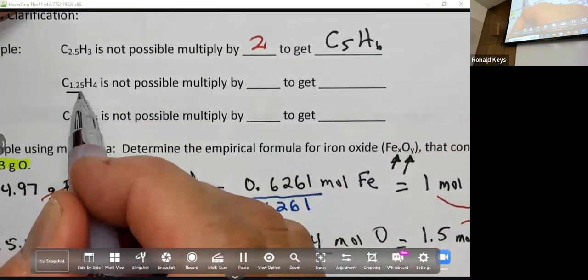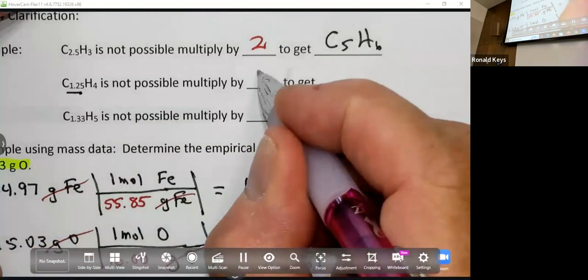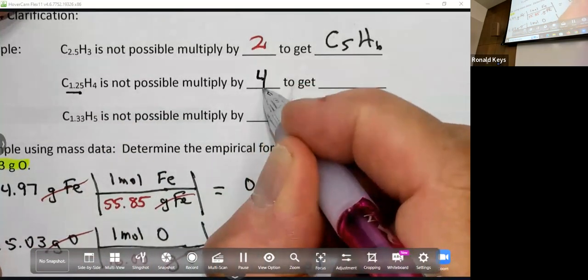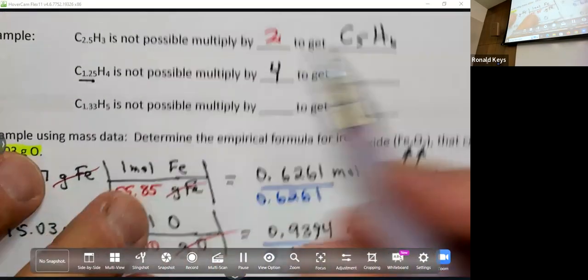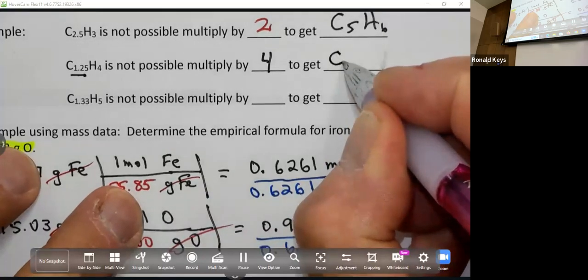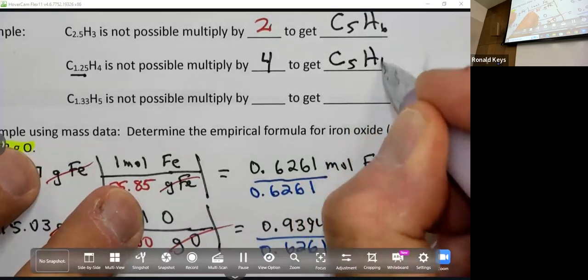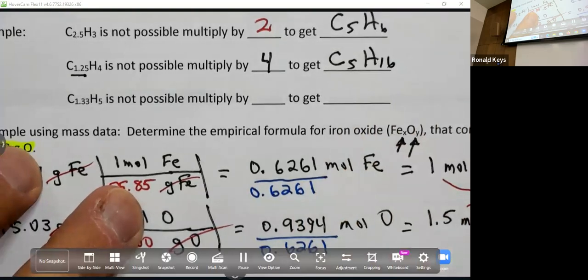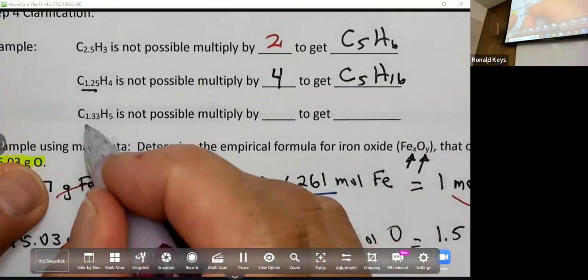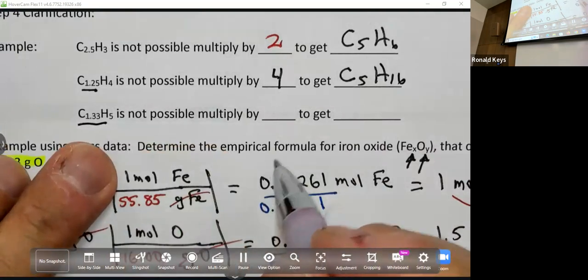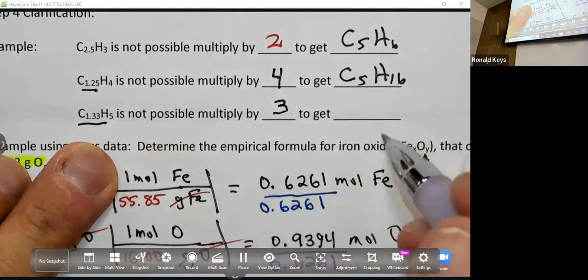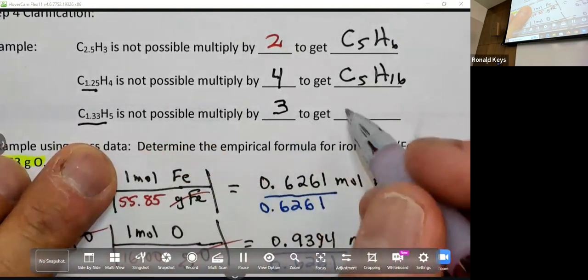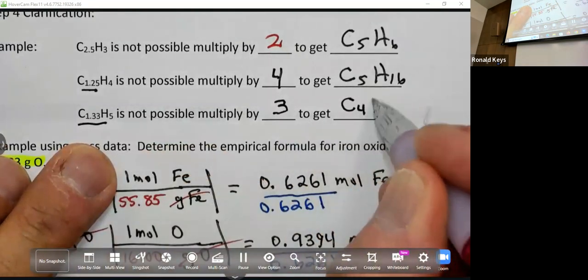If you have C1.25, multiply by 4 because this is 1 1/4, and that would produce C5H16. If you have 1.3, we would multiply by 3 because that's 1 1/3, and we'd end up with C4H.